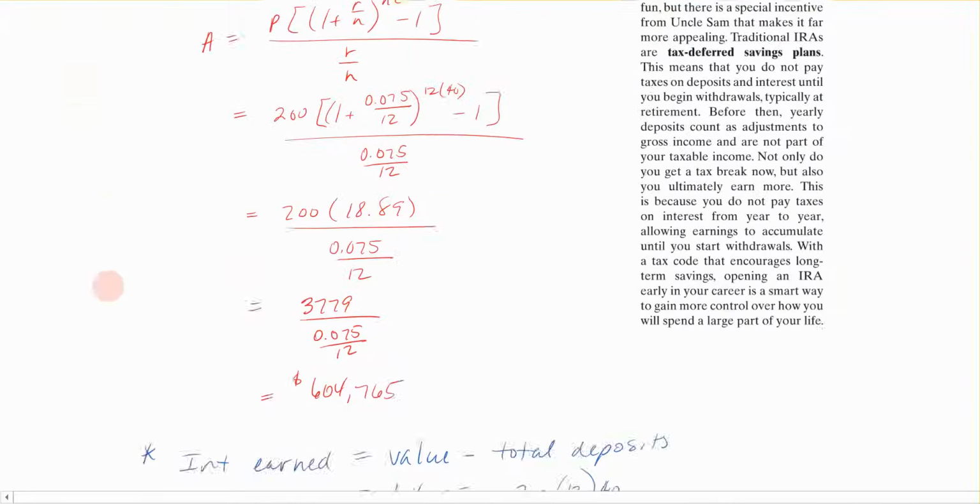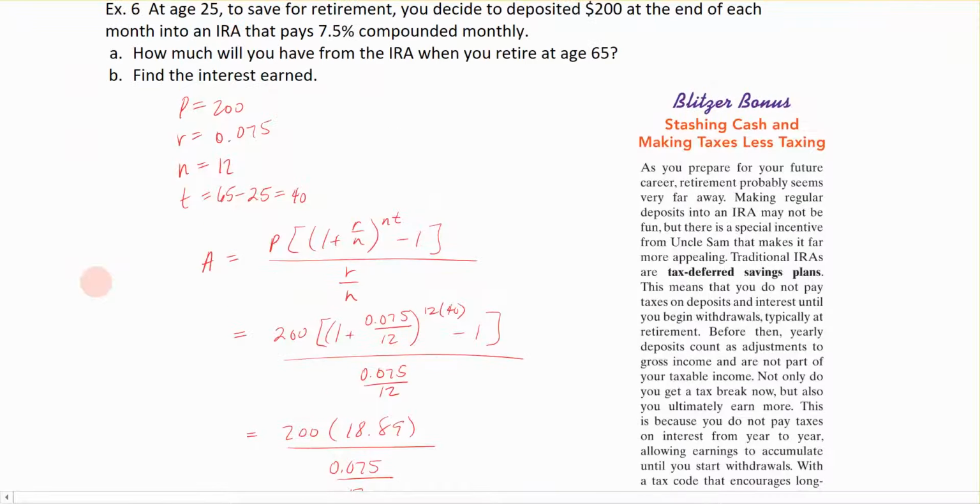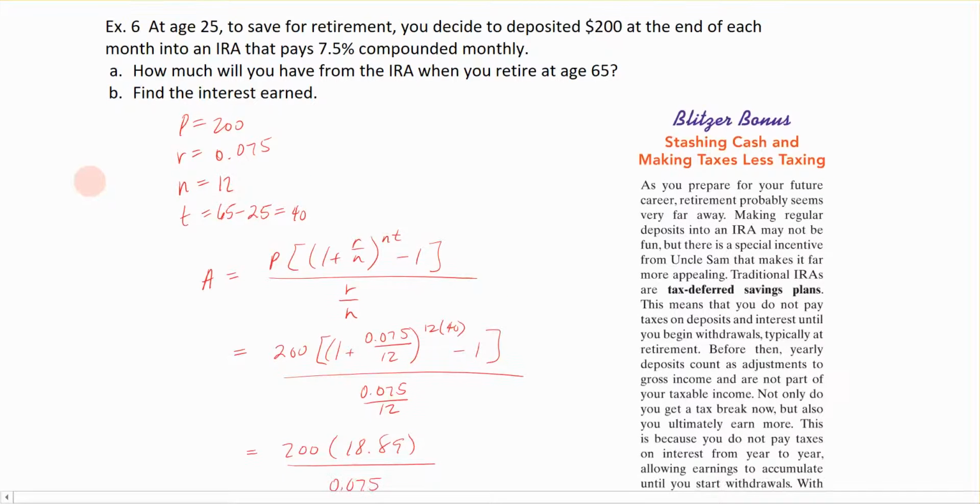So that's pretty impressive. It's pretty hard to think about retirement right now, probably, but it's something that you can consider when you're looking at these sequences.